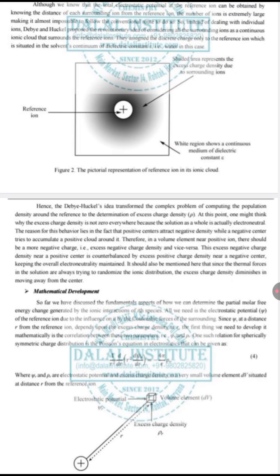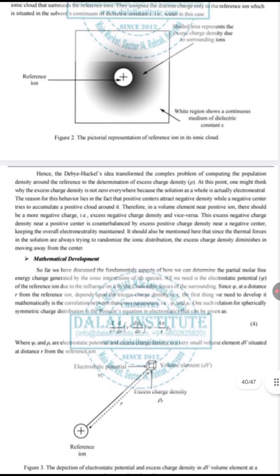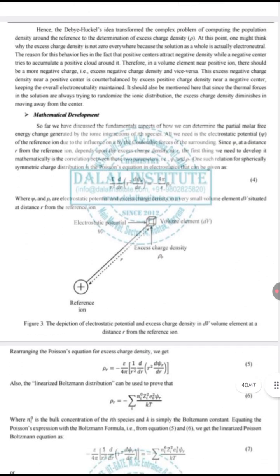So instead of dealing with individual ions, Debye and Hückel proposed the revolutionary idea of considering all the surrounding ions as a continuous ionic cloud surrounding the reference ion. They assigned the discrete charge only to the reference ion, which is situated in the solvent's continuum of dielectric constant. Hence, the Debye-Hückel idea transformed the complex problem of computing the population density around the reference ion to the determination of the excess charge density delta.